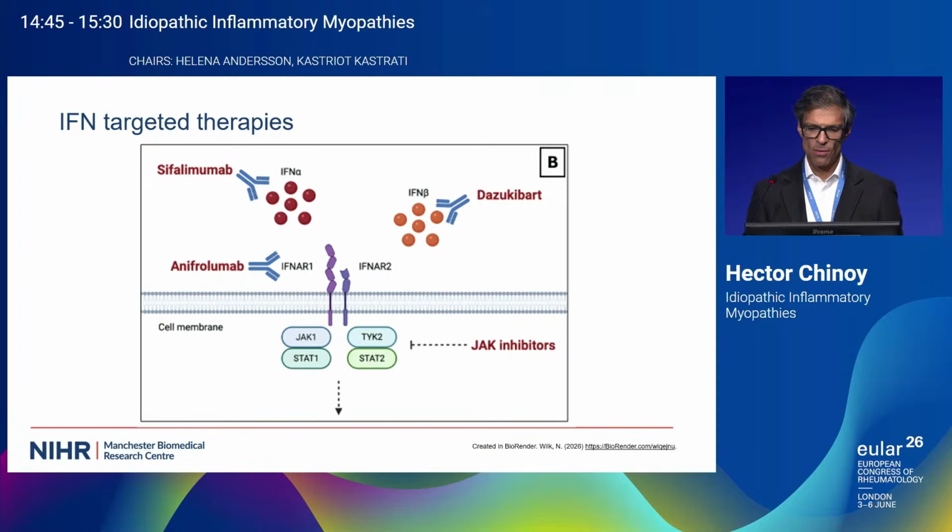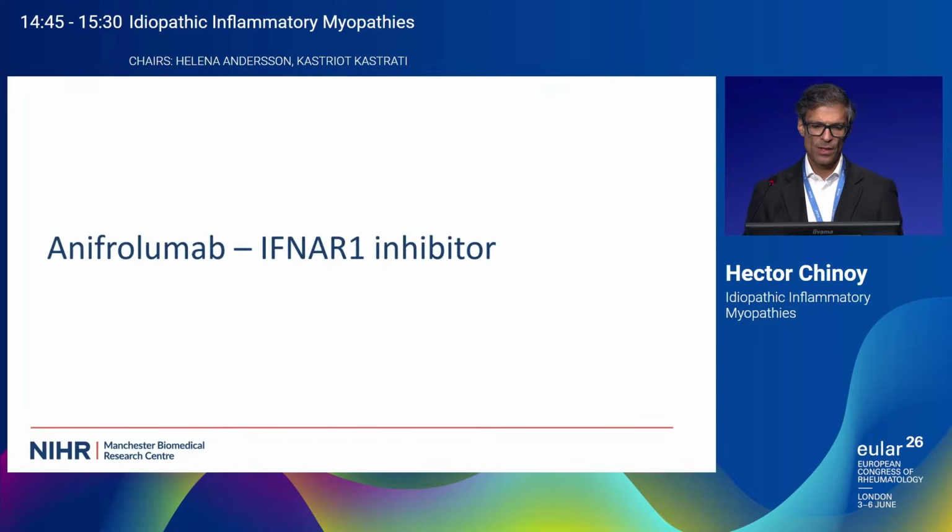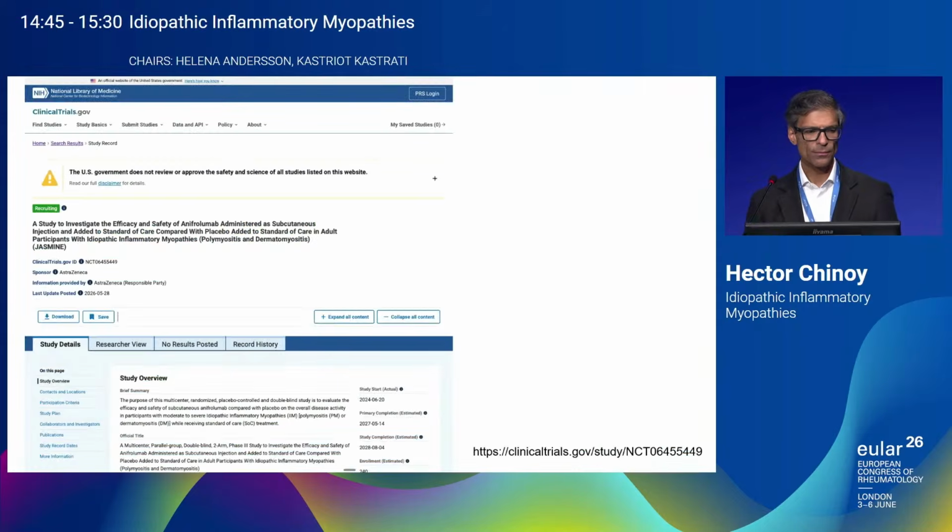Okay, so now anifrolumab. So this is an IFN-AR1 inhibitor. This is under trial at the moment. So the Jasmine study is a multi-center global study. There's over 100 sites currently recruiting to this phase 3 study in polymyositis and dermatomyositis. So we eagerly wait the results of this.